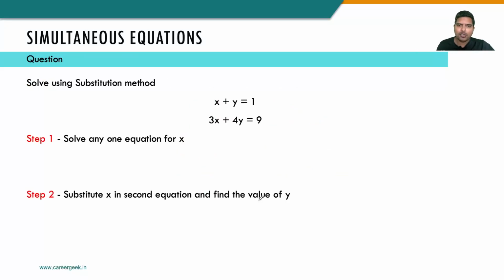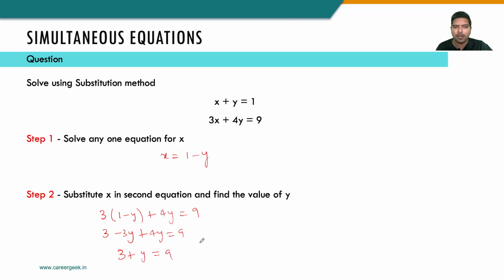So you can try this question, pause the video and try. So step 1, solve any one equation for x or y, doesn't matter. For the first equation, x will be equal to 1 minus y. Substitute x in the second equation, right? So 3 minus 3y plus 4y is equal to 9. So you solve it normally, similar terms, 3 plus y is equal to 9. 3 goes to the other side, or you subtract 3. You get the value of one variable.